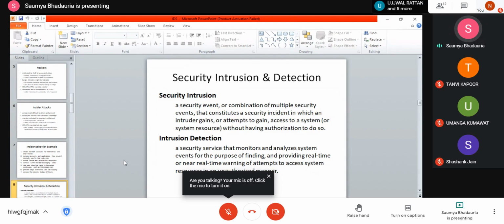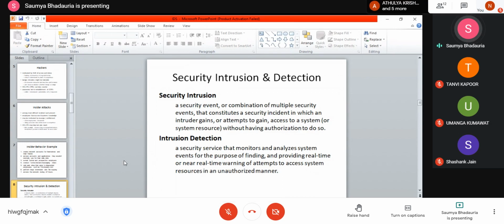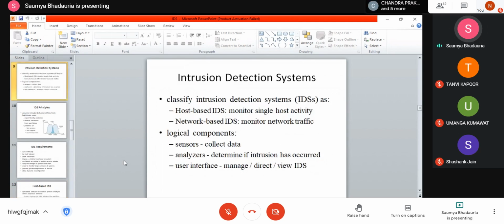Next, what comes into play is intrusion detection. Will you classify that event as an intrusion or not? If it is classified as an intrusion, then it is referred to as intrusion detection. Any security service which monitors and analyzes system events for the purpose of finding and providing real-time or near real-time warning of attempts to access system resources in an unauthorized manner will be classified as intrusion detection.